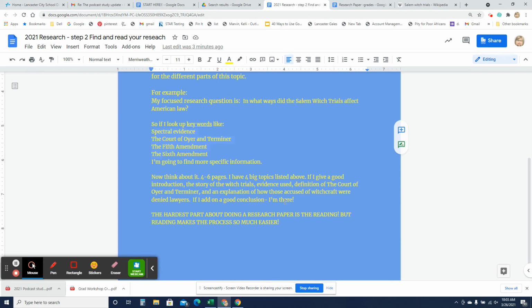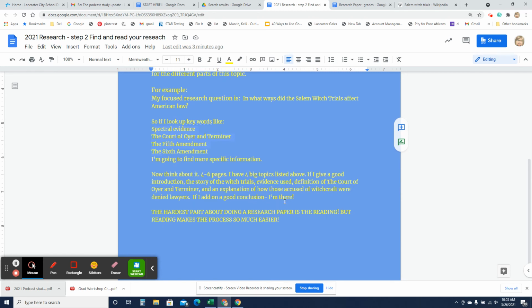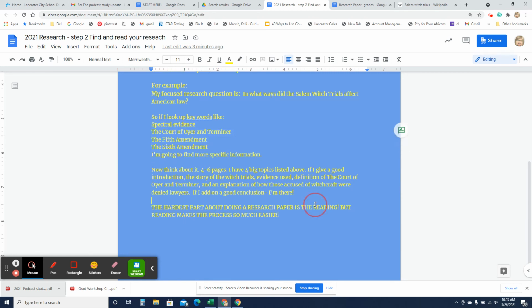I got 6 pages. So remember, the hardest part about doing a research paper is the reading. But if you're reading your material, if you think about what you're researching, then it's going to make the process so much easier.